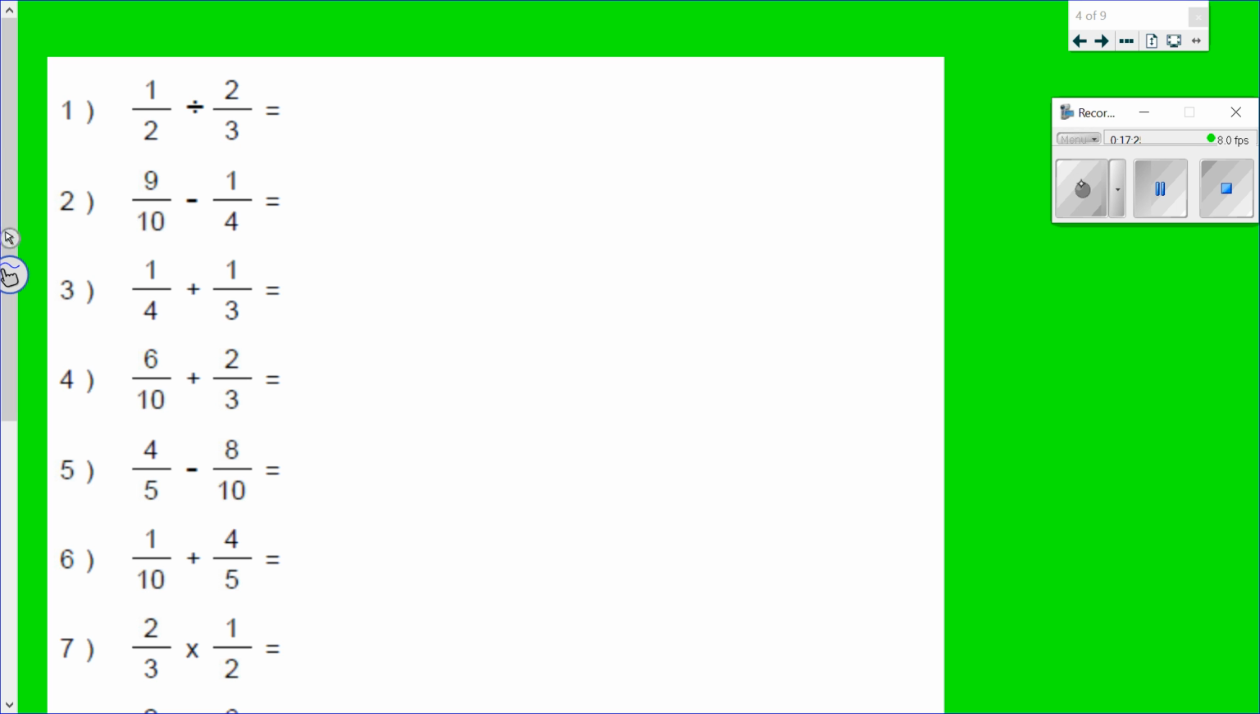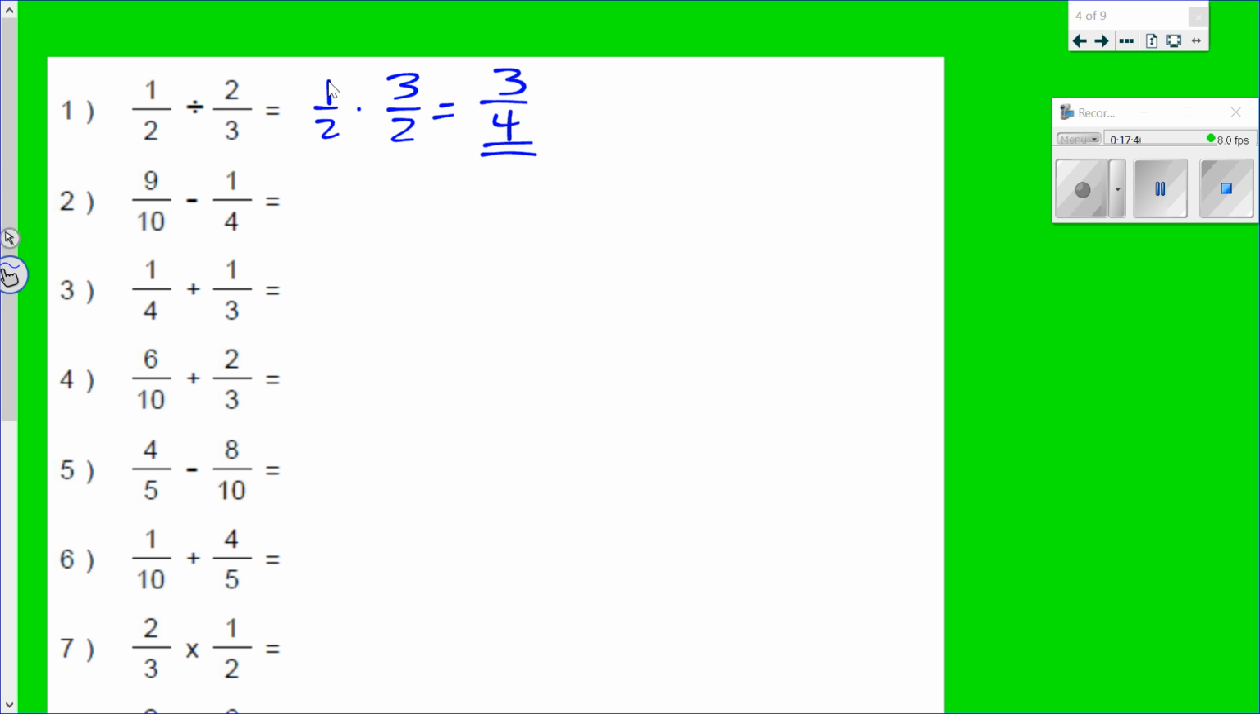Okay, many of you are apparently still struggling on this, so let's talk about exactly what we're doing on each of these, okay? Very first one, really simple. Division is their keep, change, flip. Keep, change it to times, flip. 3 over 2. No reductions on this one, so I just multiply. 1 times 3 is 3. 2 times 2 is 4.